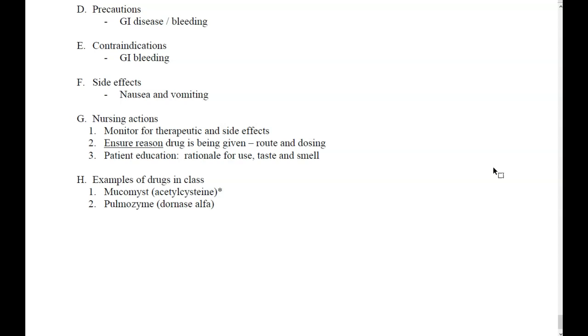Again, examples of drugs in this class would be Mucomyst or acetylcysteine. This is the one that's commonly seen and commonly prescribed. And you also have Pulmozyme or dornase alfa, and I haven't really seen this ever administered in my 11 years of being a nurse.